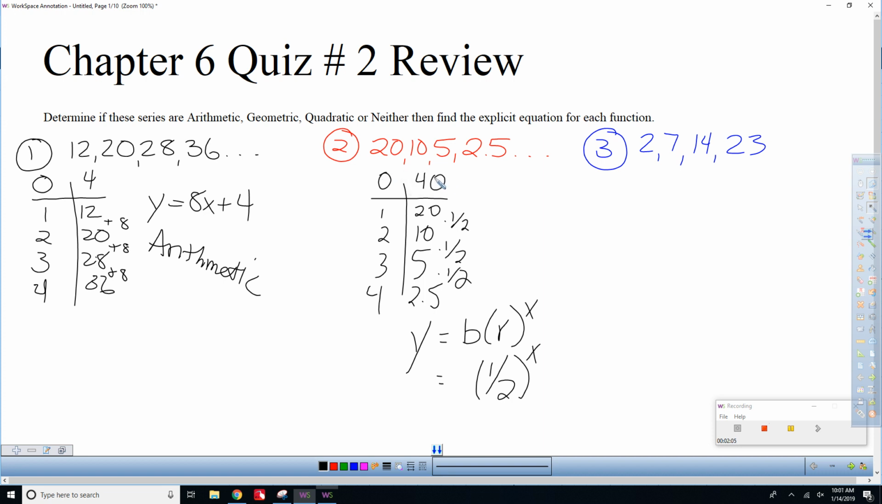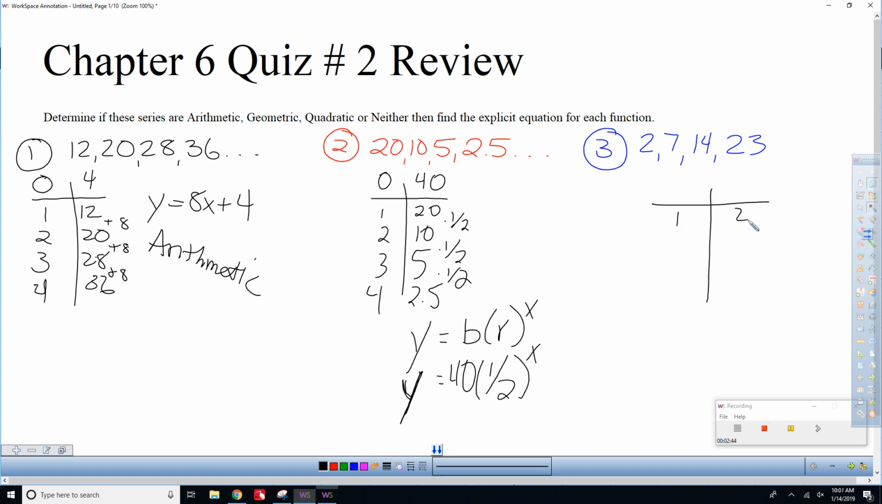So it's going to be 40. So our equation, explicit formula here is y equals 40 times 1/2 to the x power. Okay, you might want to try one. So let's put in 3 for x. 1/2 to the third power is 1/8. 40 times an eighth is 5. So if you just put that in your calculator, 40 times 1/2 to the third power, you indeed get 5. So that's a good way to check your answer. Okay?